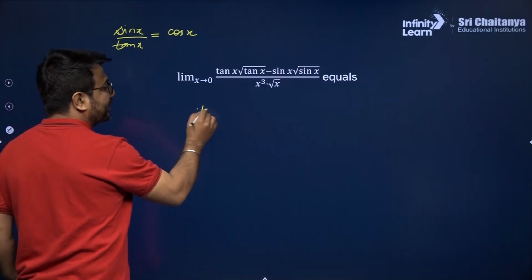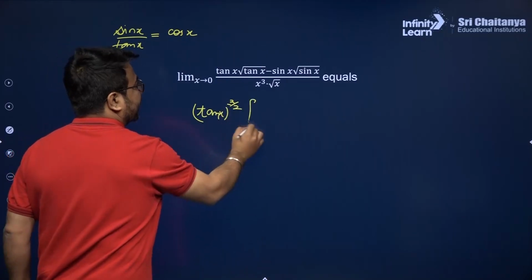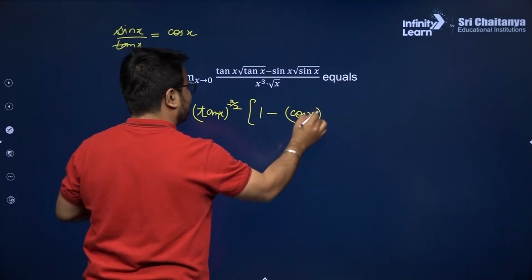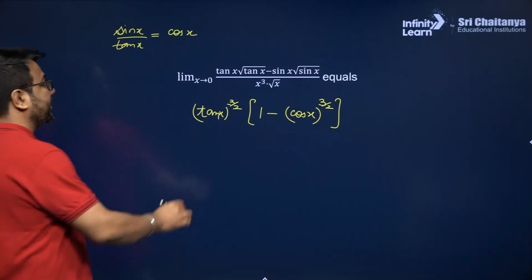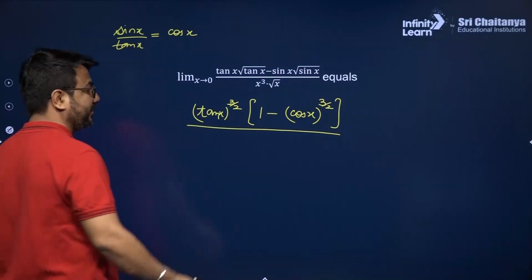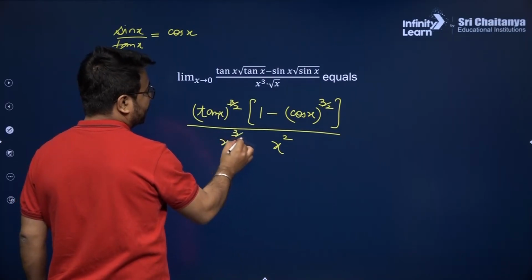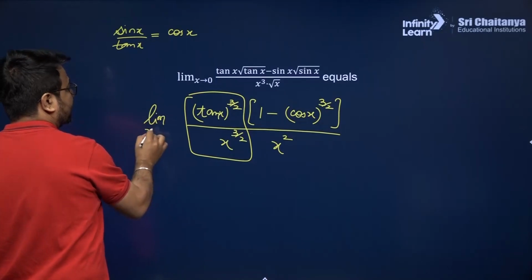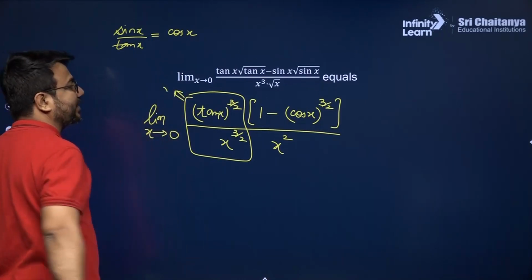So that is why I have taken this 10x raised to the power 3/2 common. So here I am left with 1 and here I will be left with cos x raised to the power 3/2, because I have taken this 10x raised to the power 3/2 common. And in the denominator we have x raised to the power 3 and x raised to the power half. So I can split it into x raised to the power 2 and x raised to the power 3/2. Now we know that since limit of x is tending towards 0, 10x over x will be equal to 1. So this particular limiting value will give us 1.